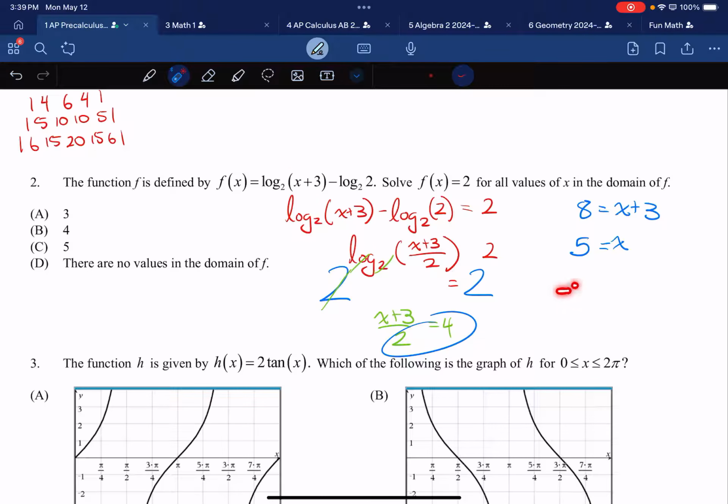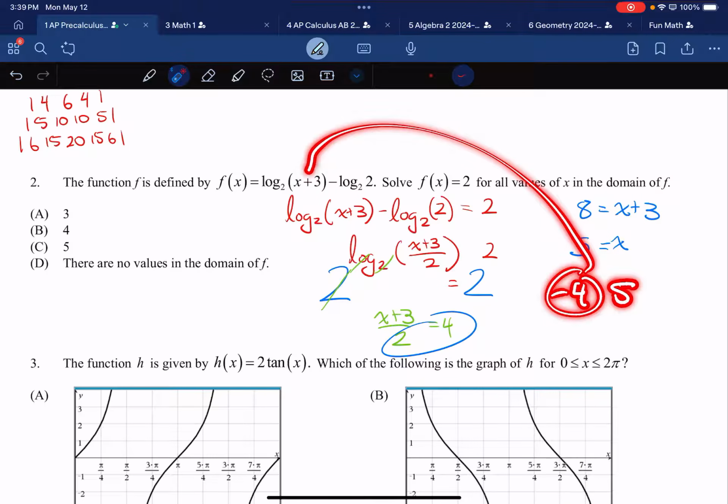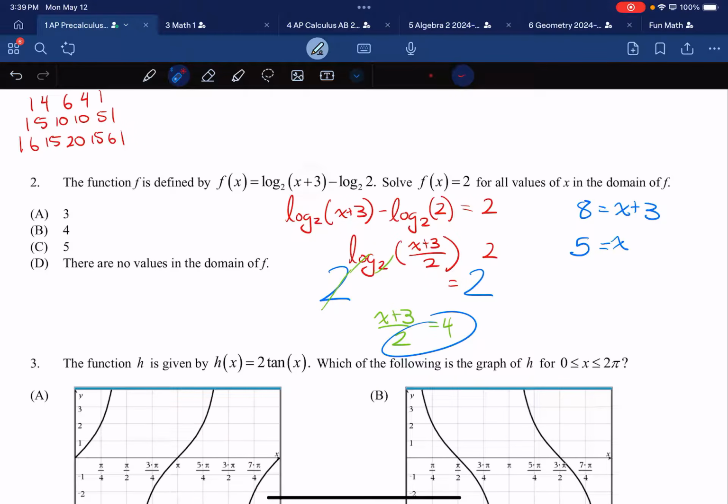Sometimes you'll have 2 answers, like if I had the answers -4 and 5, when I plug in -4, this made up answer, -4 would not work because -4 would make the inside negative, and I would have to eliminate that as an answer. Luckily, the only answer that we had also ended up working, so 5 is indeed the correct answer. Sometimes you'll get this answer, there are no values in the domain of f, if this somehow was plugged into my argument and I had a negative answer.